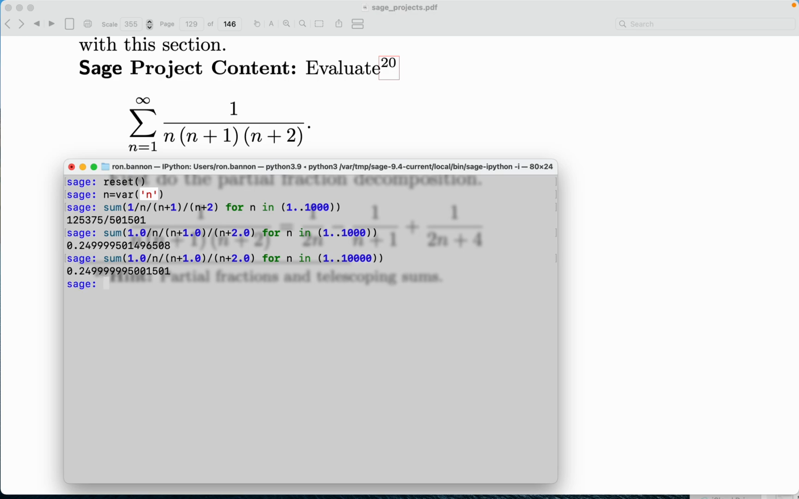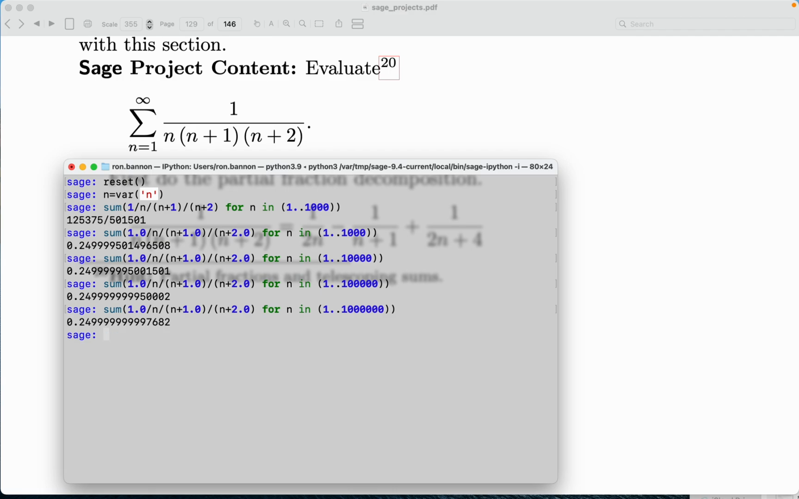All right? I think you get the idea. Let's say 100,000. Well, it took a little bit longer, but it's still coming up with a number. I think you get a pretty good idea where this number is going. Put another digit in there. Whoops, sorry about that. That's 1,000,000. It's actually doing 1,000,000 terms, adding them together. Wow, look at that. All right, getting closer and closer and closer to what we expect to be, which is 1/4.